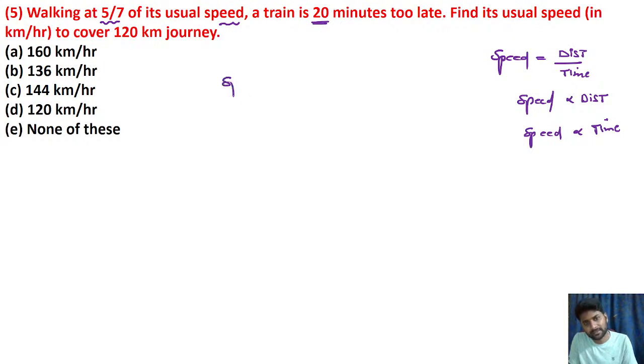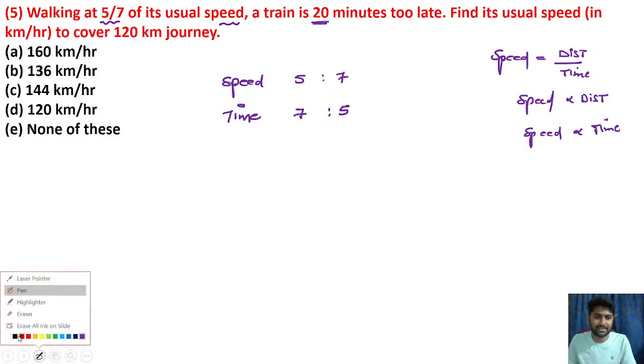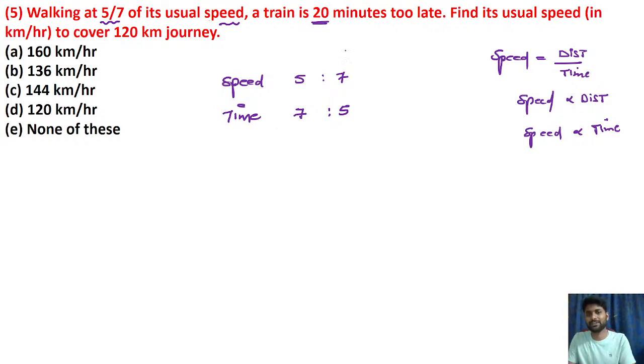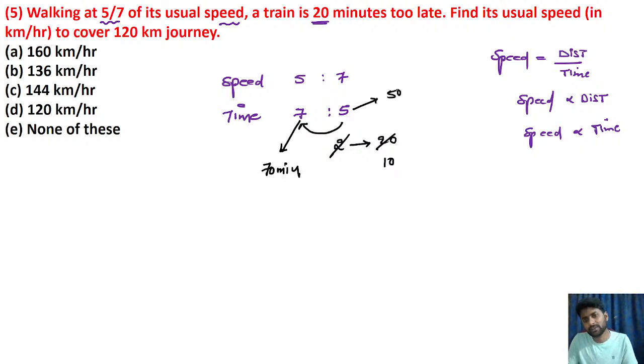Now see, the respective speed ratio is 5 is to 7. So 7 is usual, 5 is present. If the speed ratio is 5 is to 7, then the time ratio is inversely proportional, meaning it takes 7 units when compared to the usual time. Now they clearly mention that because of reduction of speed, it is delayed by 20 minutes. Here 2 units more than the earlier time. If 2 units is equal to 20 minutes, each unit is equal to 10. Means if a person travels at 5 by 7th of speed, it takes 70 minutes. If it is the usual speed, it takes only 50 minutes.